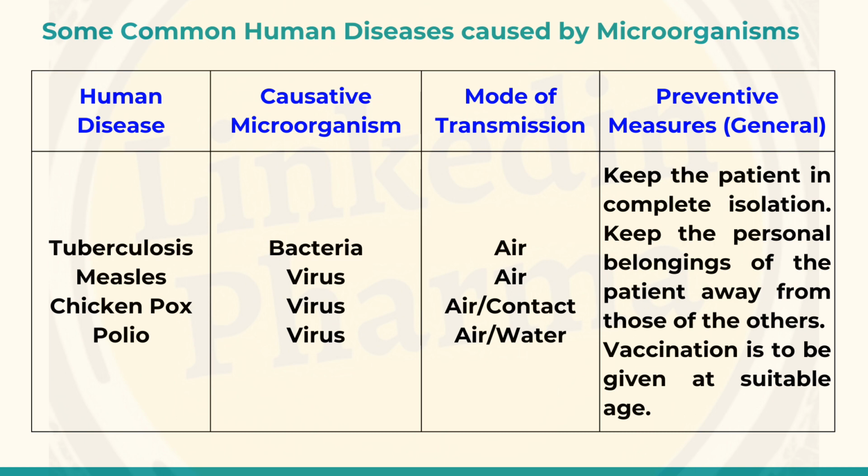Causative microorganism: bacteria and virus. Mode of transmission: air, contact, air, water. Preventive measures, general: keep the patient in complete isolation. Keep the personal belongings of the patient away from those of the others. Vaccination to be given at suitable age.